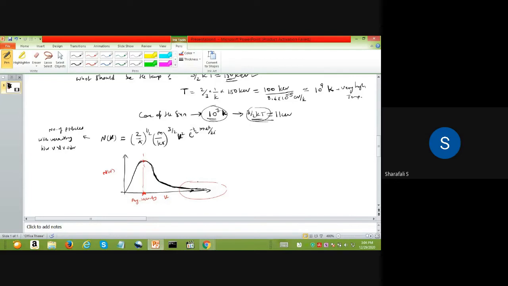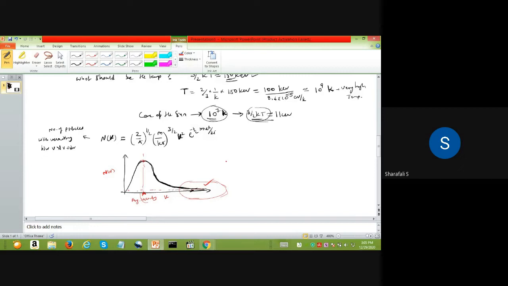But if you consider this tail, those nuclei or particles have a velocity much higher than the average velocity. So those particles will have more energy, which are coming in this tail portion. But if you consider the number of nuclei or particles with higher velocity or higher kinetic energy, that number will be small, but still there will be some nuclei, some particles.